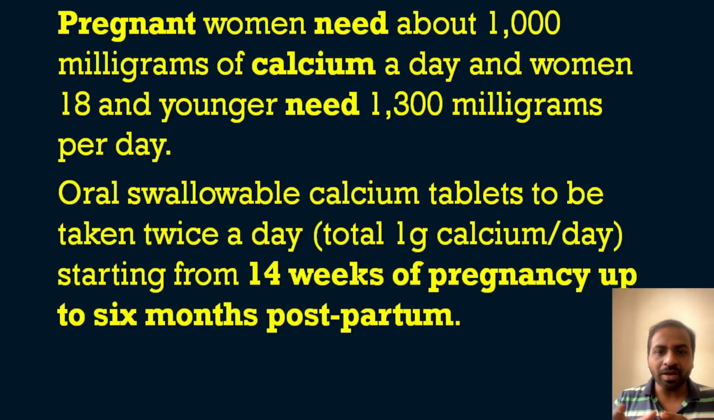Okay, so from this question you are getting 3 pieces of information. The daily requirement for a normal pregnant lady is 1 gram. If the age of the lady is 18 years or younger, then it is 1.3 grams. Then it has to be started from the 14th week of pregnancy and continued up to 6 months or sometimes up to 1 year. Okay, so that's all about the second question. Now we will move on to the third question.